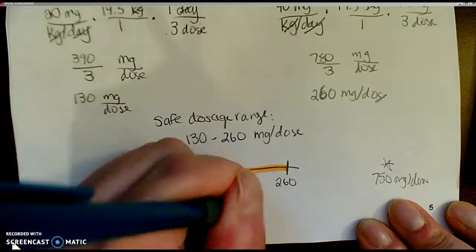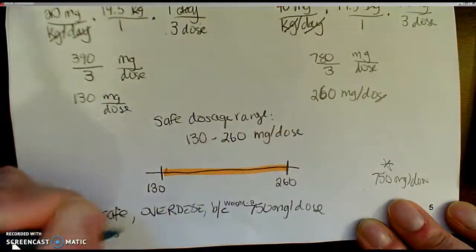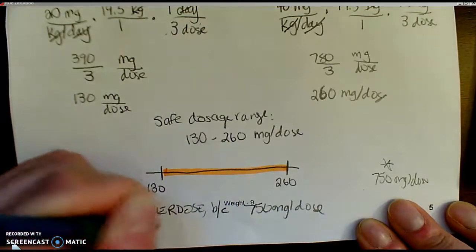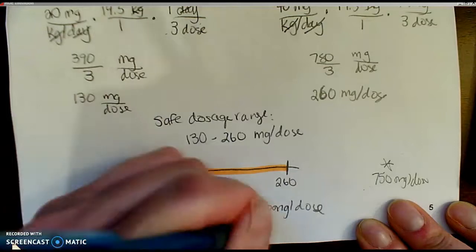because 750 milligrams per dose is not between 130 and 260 milligrams per dose.